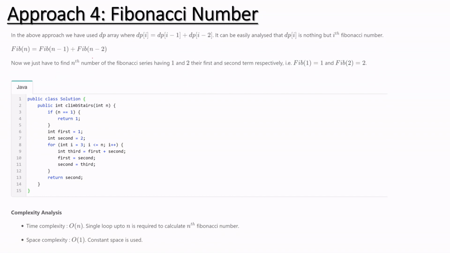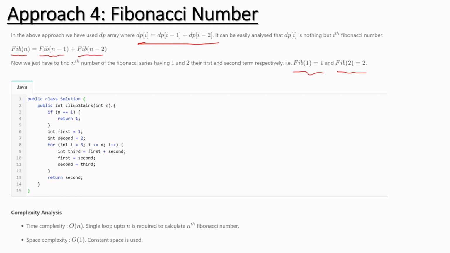The third approach is Fibonacci number, right? In the last approach, the above approach, we have seen that we have used a dp array, right? How? We are taking dp of i minus 1 plus dp of i minus 2 is equal to dp of i, and it can be easily analyzed. dp of i is nothing but the ith Fibonacci number, right? So we are taking n minus 1 and n minus 2 Fibonacci, and that gives the nth Fibonacci number. So now we just have to find the nth number of the Fibonacci series having 1 and 2 as their first and second terms respectively. So Fibonacci of 1 we are taking as 1, Fibonacci of 2 we are taking as 2, and similarly we are calculating Fibonacci of n, right?